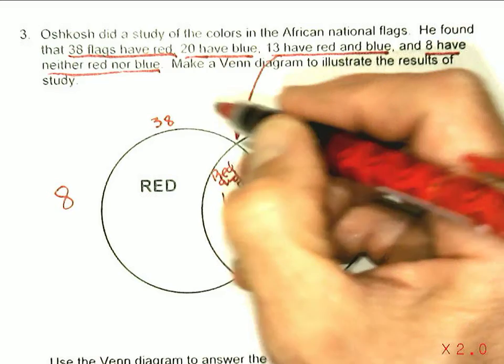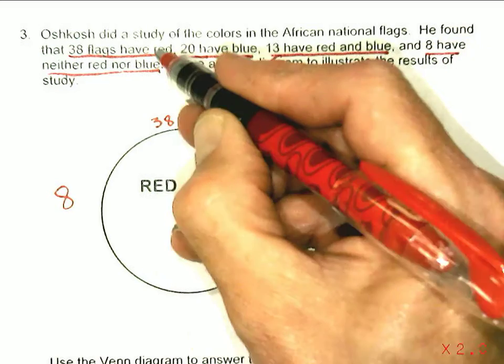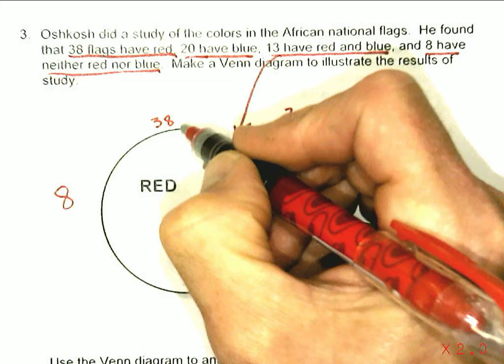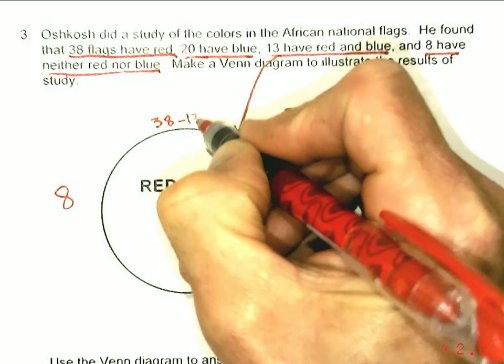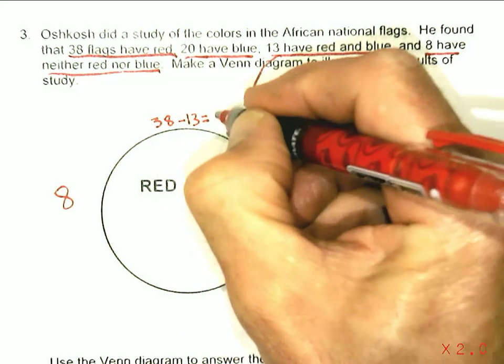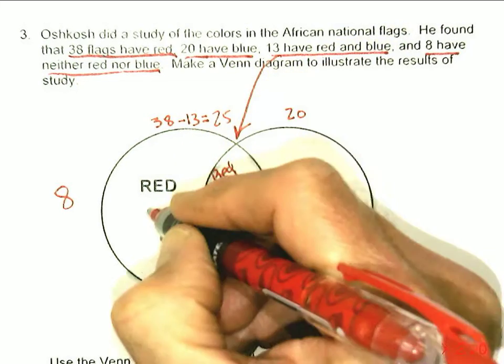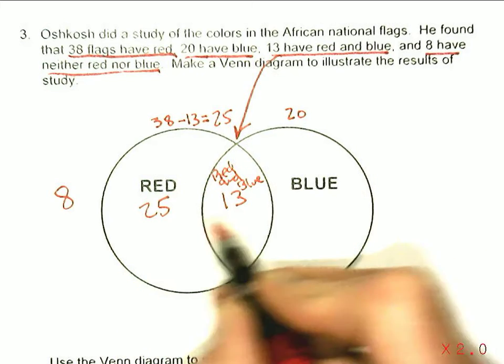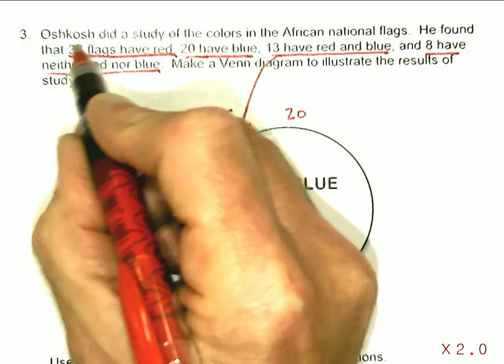Now I'm going to go back to the first piece of information that said 38 have red. So in here I have 38 total. Well, I've already got 13 there, so if I subtract 13 from the 38, then I get 25 that are just red. The 25 plus the 13 give me the 38 that have red.